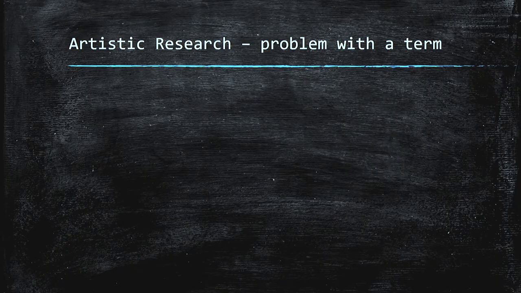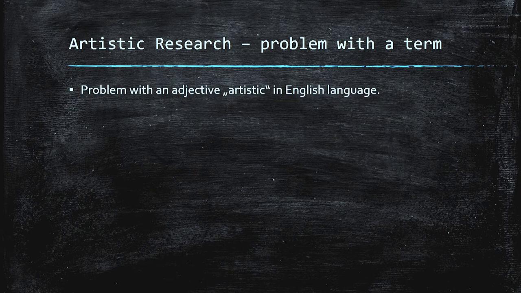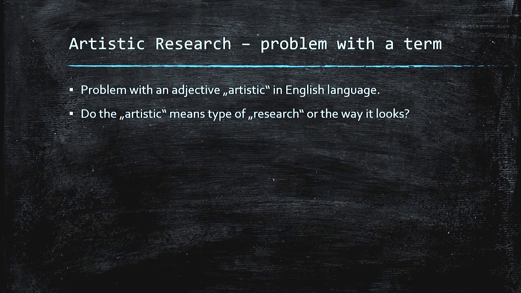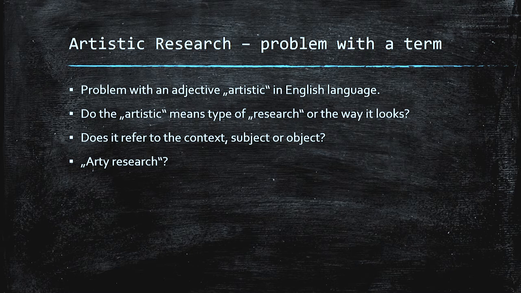But of course, if we try to say artistic research to a native speaker of the English language, everybody has a headache because it sounds very strange. And there's a problem with this adjective artistic in the English language. I'm not sure how it is in the Danish language, but we have the same trouble in Lithuanian and maybe also in some other languages. I'm always asking if artistic means the type of research or the way it looks. Maybe research looks beautiful and nice, and that's why it's artistic research. So does it refer to the context, subject, or object? Or maybe arty research is a better term if we think that artistic somehow brings a connotation of a nice and artful activity.